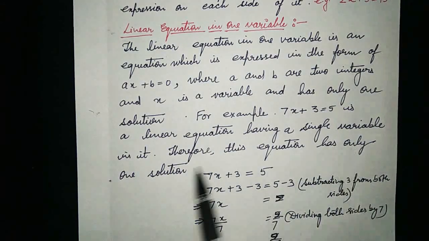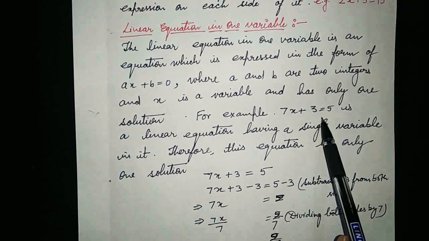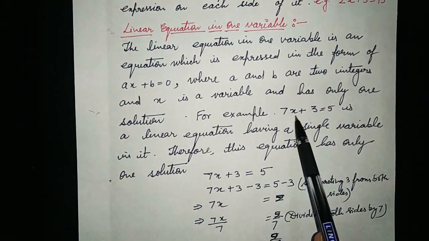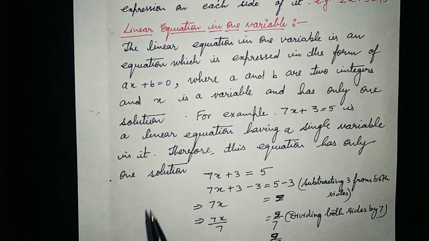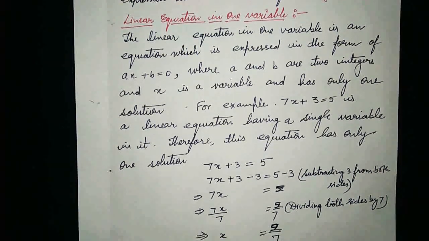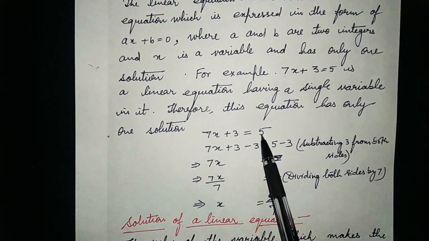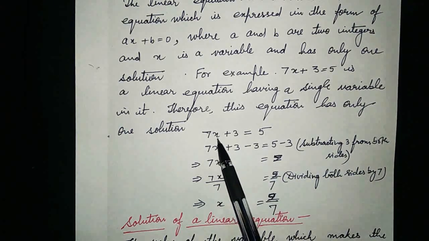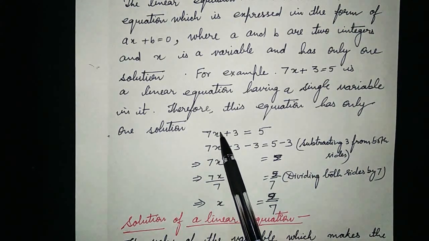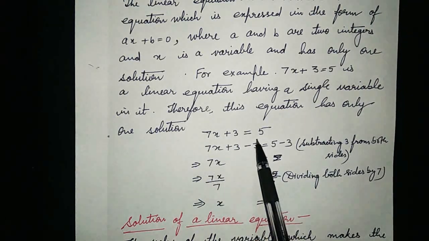Therefore, this equation has only one solution. Why does it have only one solution? Because in this equation we have only one variable. So, we have only one solution. Now, you can see one example. 7x plus 3 is equal to 5. Here, what is the variable? x is a variable. It means we have only one solution for this equation.